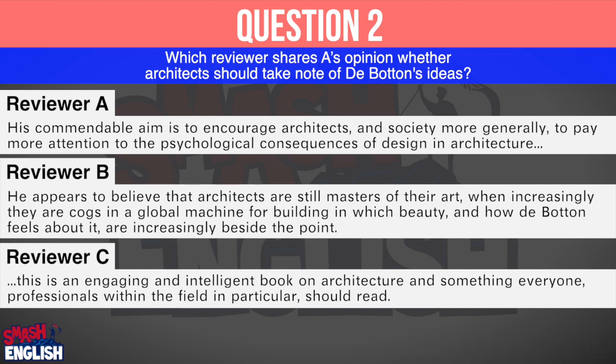So, A states that it is a commendable aim to encourage architects to think more about the psychological consequences of design in architecture. This suggests that A believes that architects should take note of de Botton's ideas. B seems to suggest that architects can't take note of de Botton's ideas, as they are cogs in a global machine. C, on the other hand, states that professionals in the field should read de Botton's book. And so the answer is C.